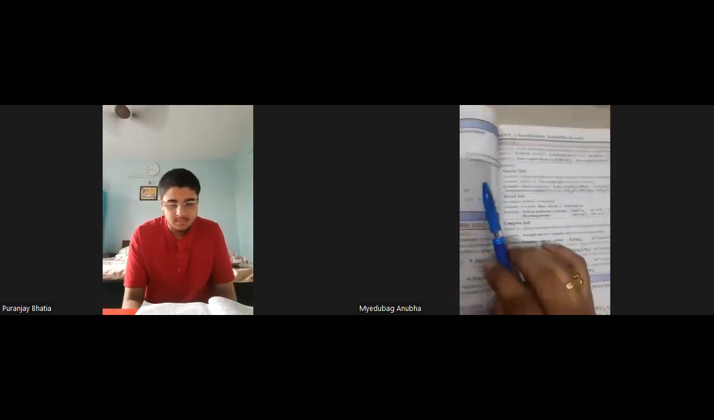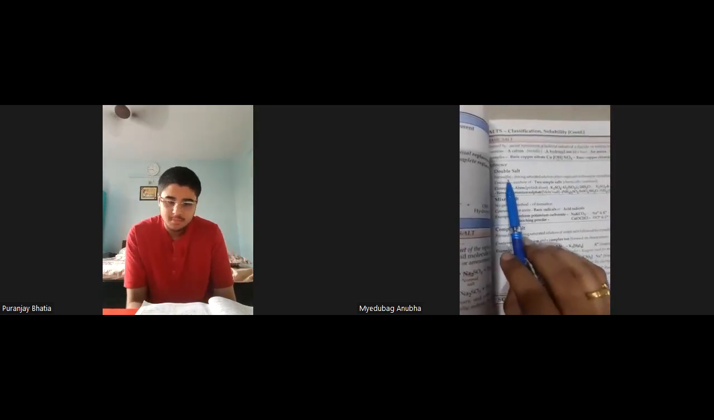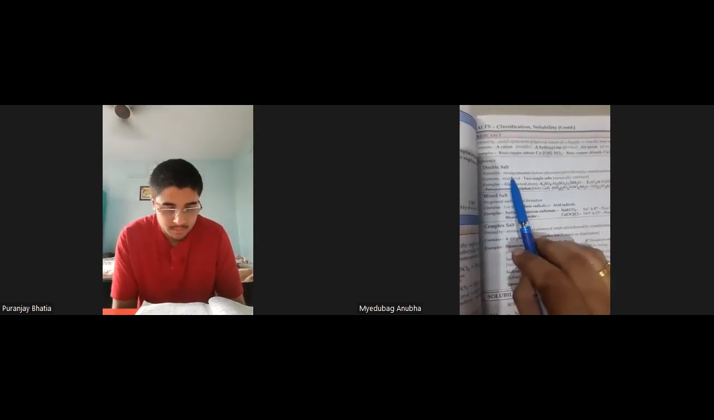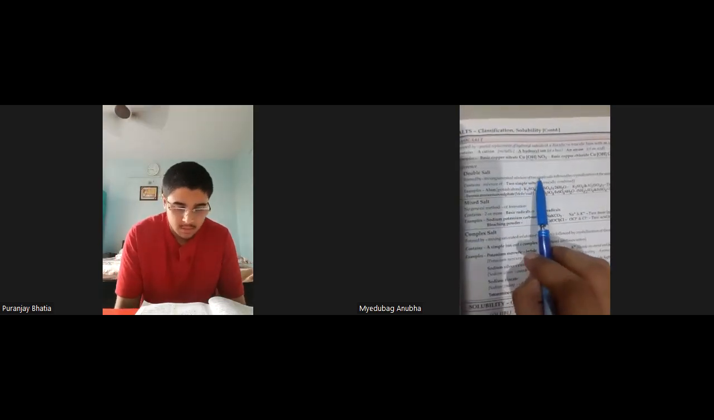Then we have the double salt. As the name suggests, the double salt is formed by mixing the saturated solutions of two simple salts. Here the word saturated has been given to you.